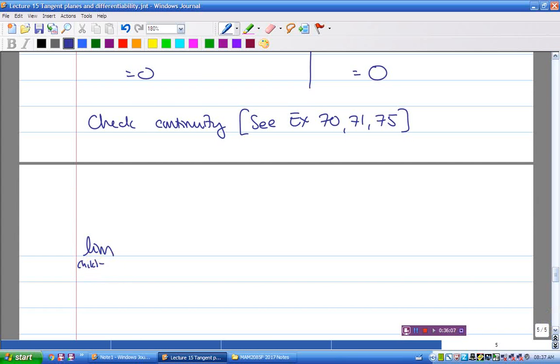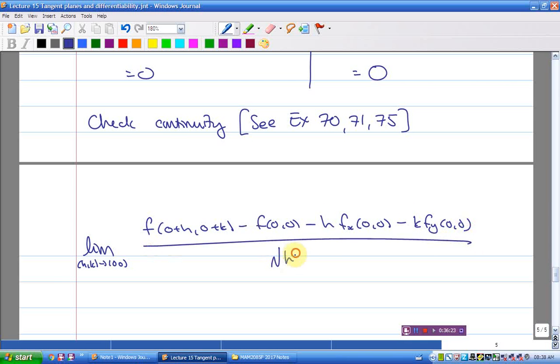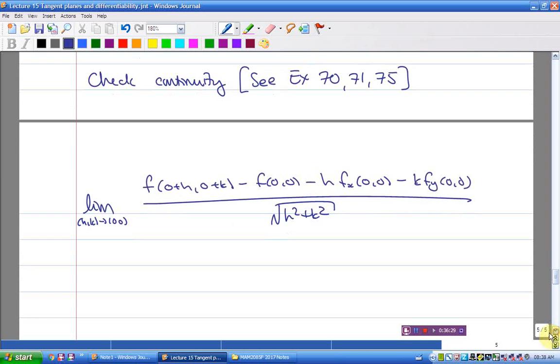The limit as h, k tends to 0, 0 of f of 0 plus h, 0 plus k, minus f of 0, 0, minus h times the x derivative at 0, 0, minus k times the y derivative at 0, 0, all over the square root of h squared plus k squared. Because you have to have the elephant memorized. All right? But see how almost everything's 0.